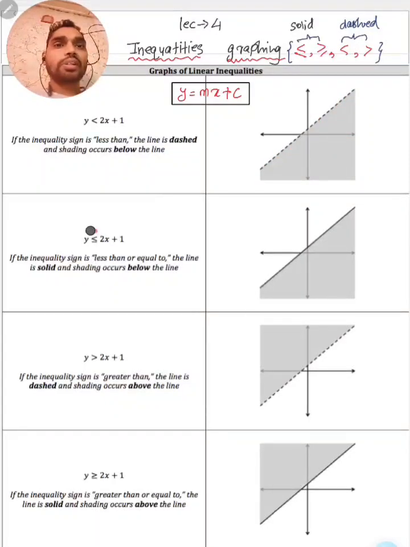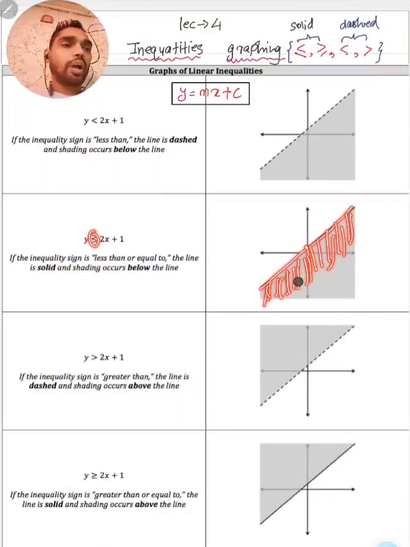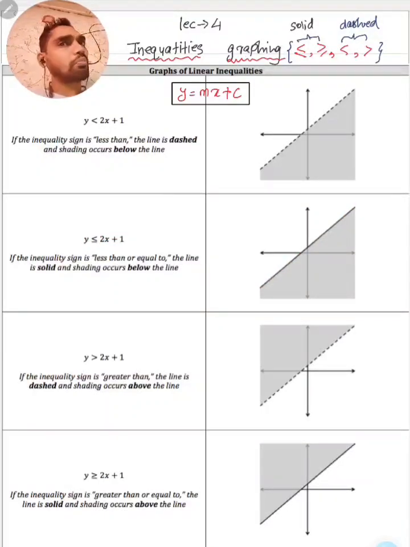Same expression, but this time we use less than or equal to. The only thing that changes is that since it is less than or equal to, we are going to use a solid line. So in the same graph we make a solid line, and since it is less than, from here I will take all the less than values on the y-axis. Here it is only less than, so we use the dashed line, and with the same procedure we take all the less than values on the y-axis.